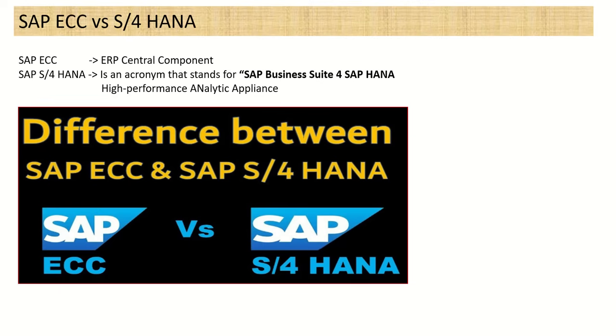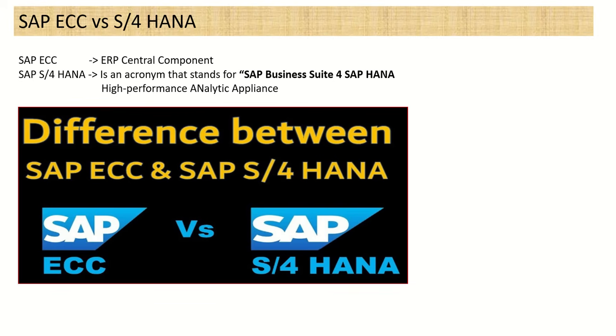Both SAP ECC and S4 HANA are products of SAP only. SAP ECC stands for ERP Central Component, which is the old product of SAP, and S4 HANA is SAP Business Suite for SAP HANA, where HANA stands for High Performance Analytic Appliance. See, both products are from SAP.